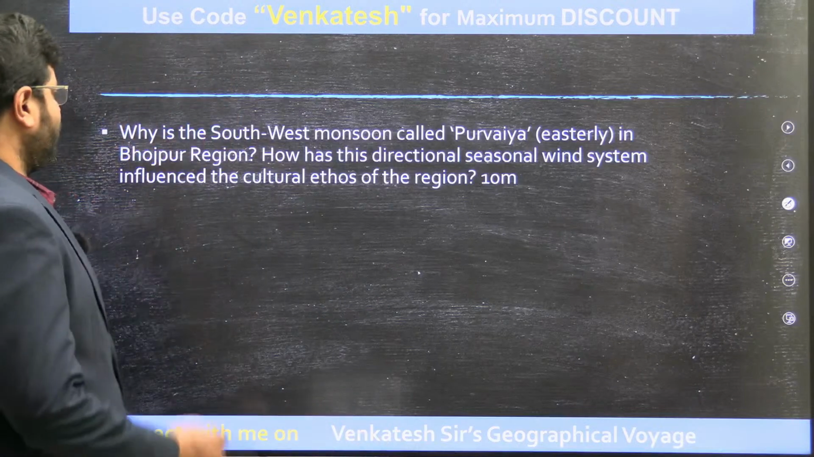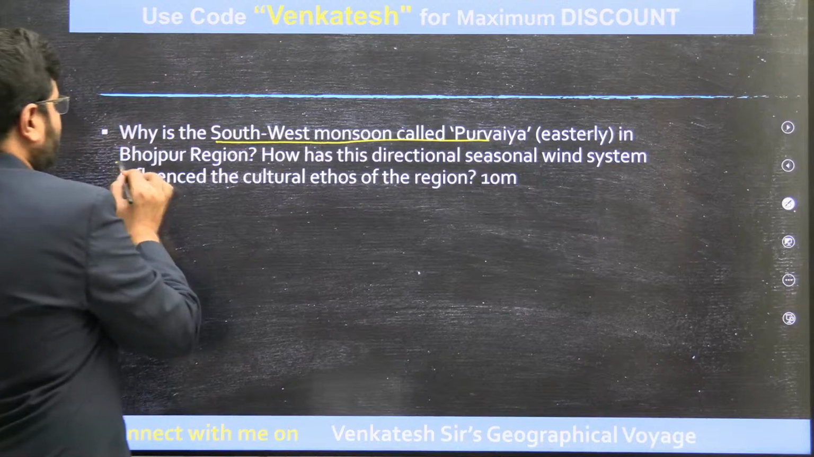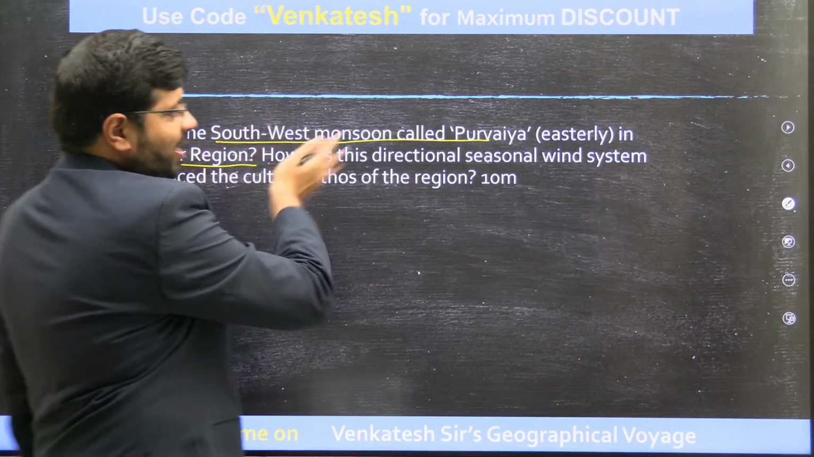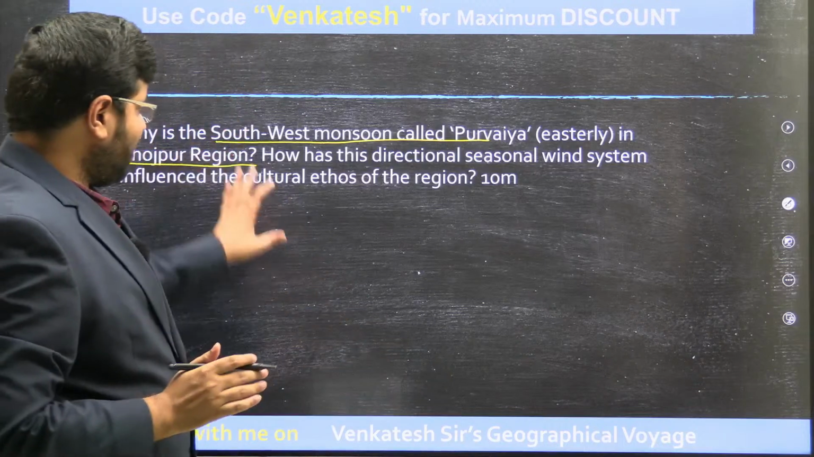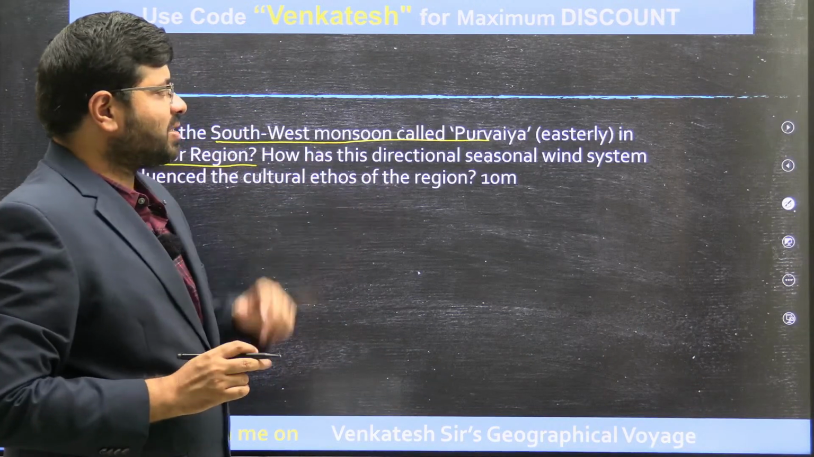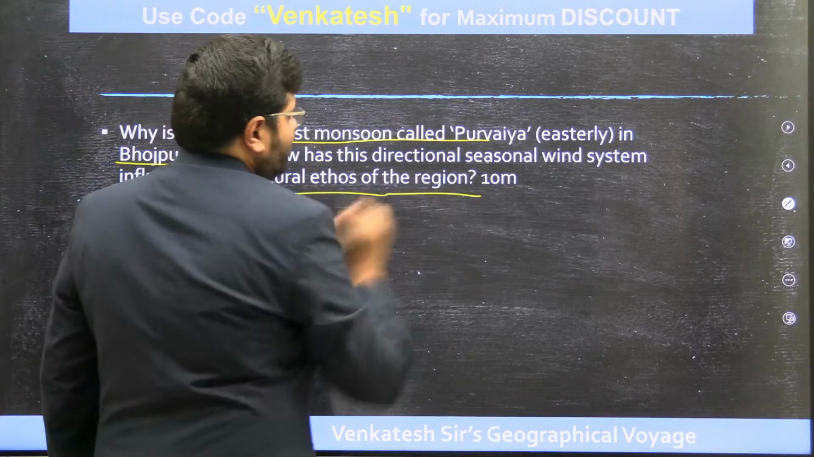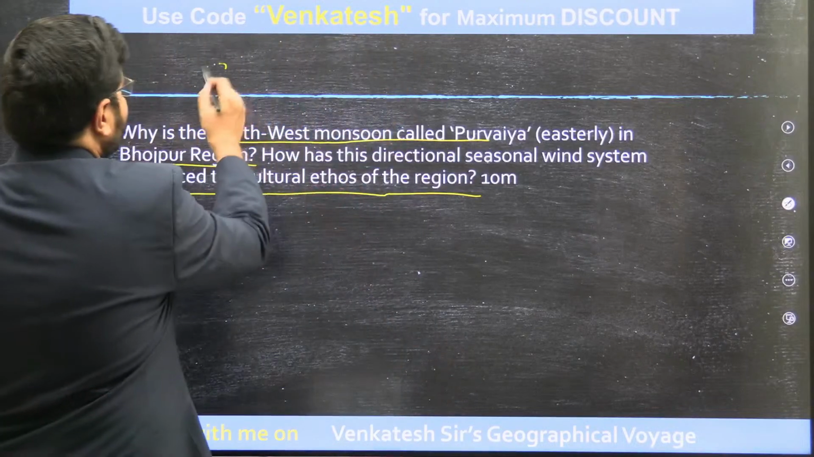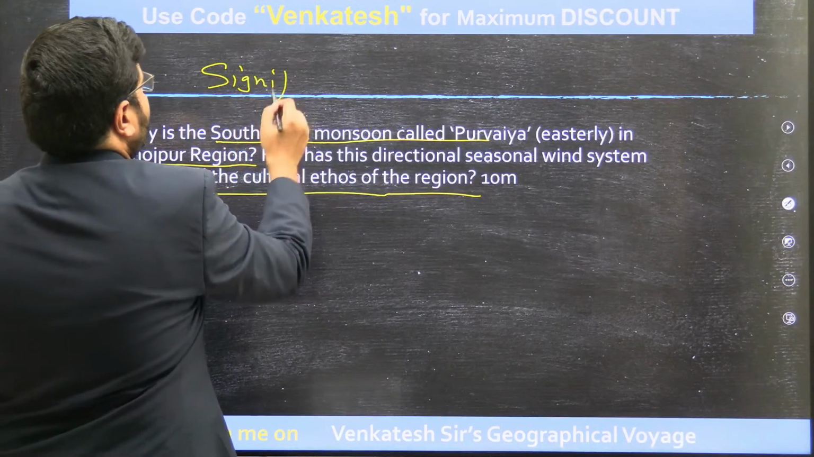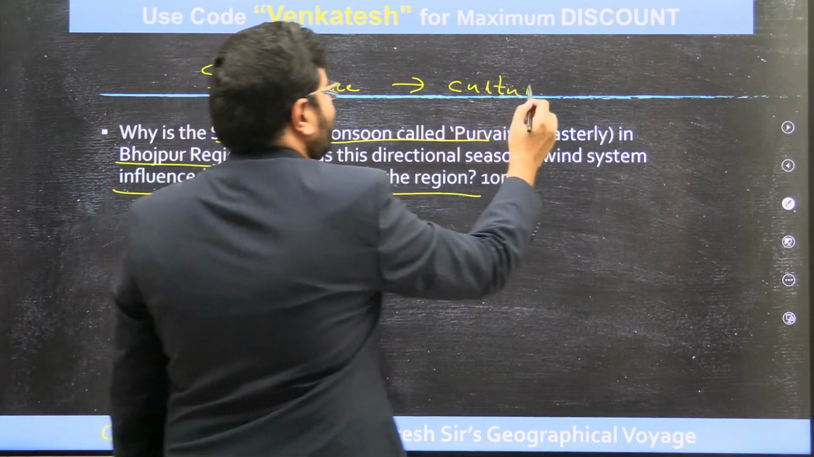So you see, why is the southwest monsoon called easterly Purvaya in the Bhojpur region? This is the second aspect of the question. We'll discuss that later on. Understand the next question. How has this directional seasonal wind system influenced the cultural ethos of a region? So what is the linking they are asking? What is the significance of monsoons with respect to the culture of a region?